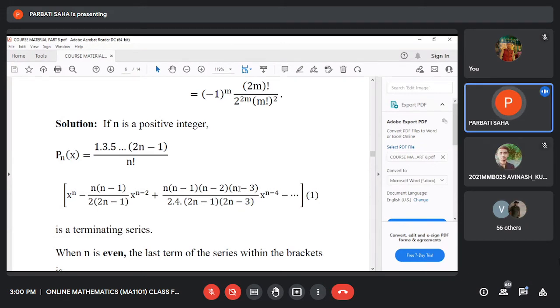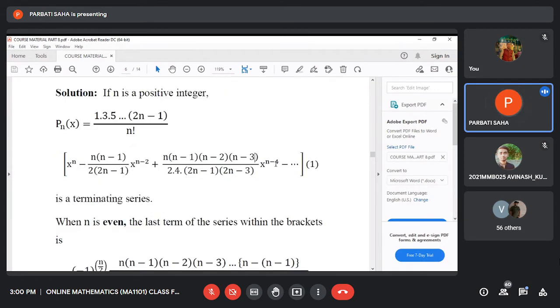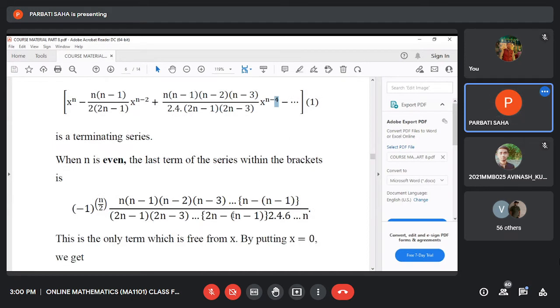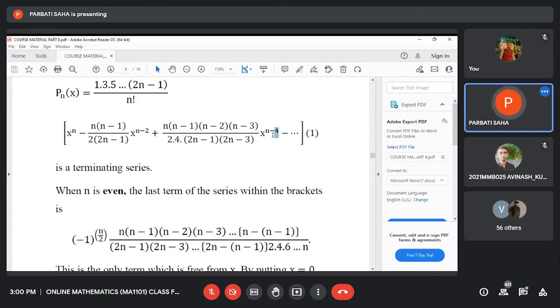N minus 1 means it is 1 only. And here, if you replace, you see, n minus n, that is 0, x to the power 0. Then the last term should be this, if n is even actually. And if it is n, then it should be n minus 1, the last term, and it will be x to the power n minus n, so it is 0, x to the power 0, that is 1.